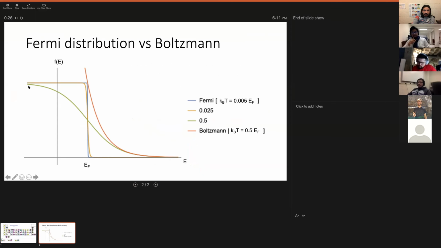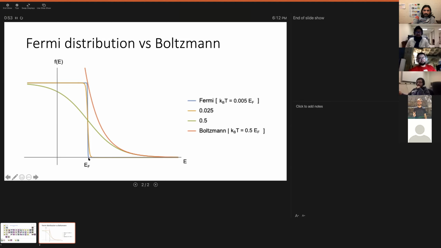So we had a function f of E there. This is the function f of E. And this is the Fermi distribution of the system. Because they're fermions, when the temperature is very low, you have a Fermi level right here. The Fermi level is located here. And you see my mouse, right?